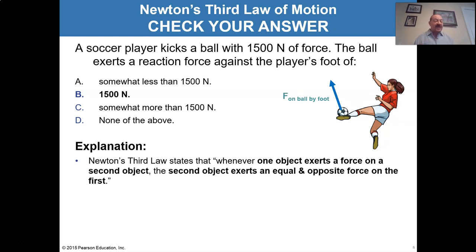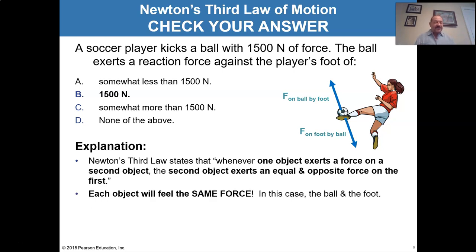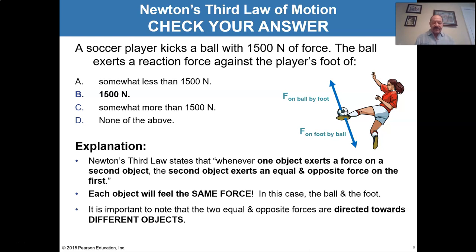Newton's law tells us one object exerts a force on the second, and the second exerts the exact same magnitude force on the first. So the foot exerts a force on the ball, but the ball is also exerting a force on the foot. When you kick a ball, the ball feels that force, but you feel the ball hitting your foot as well. And it's the same amount of force.